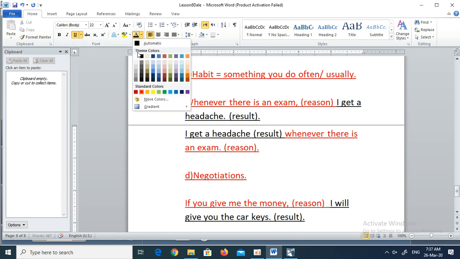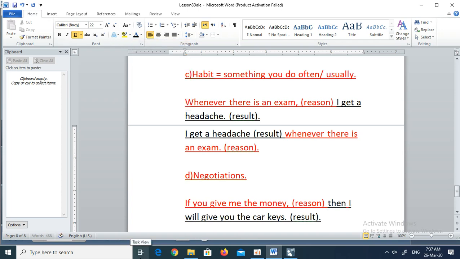So, it is basically a construction that we use in what in English is called negotiations. Negotiations are when you decide somebody is going to do this and in exchange somebody else does something different.